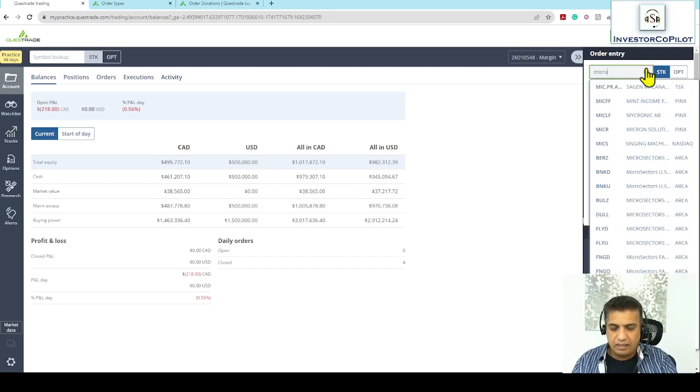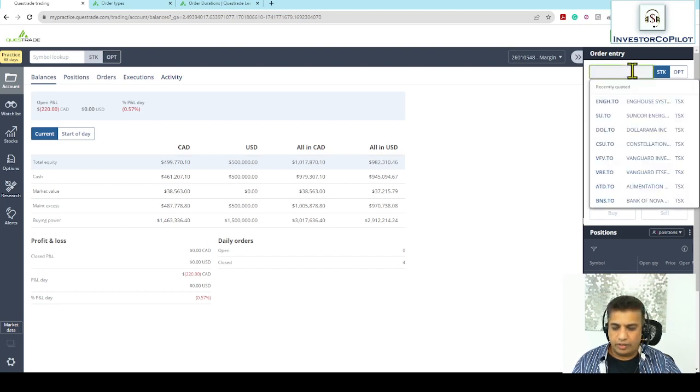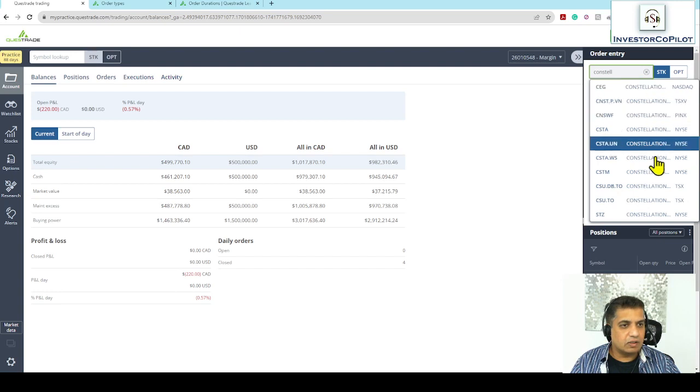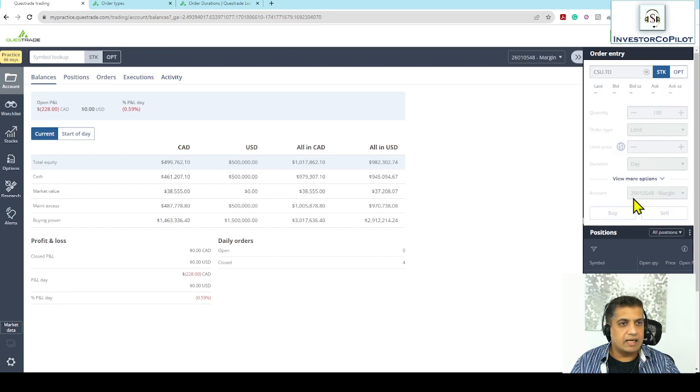So, as an example, if I look for Microsoft, I see Microsoft that is traded on NASDAQ, and I see MSFT.to that is traded on Canadian exchanges as well. And so I can differentiate between the two. Today, for today's example, we'll search something called Constellation Software. So we're trying to purchase stocks for Constellation Software, and we see in this long list CSU.to, which is Constellation Software, which is traded on the TSX. So this is something that we are going after for a purchase, and I select this.